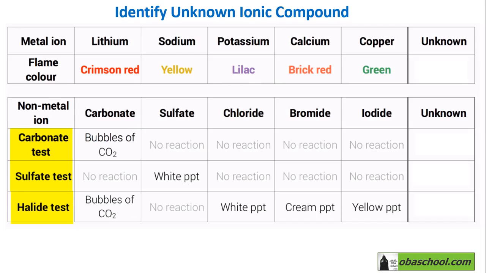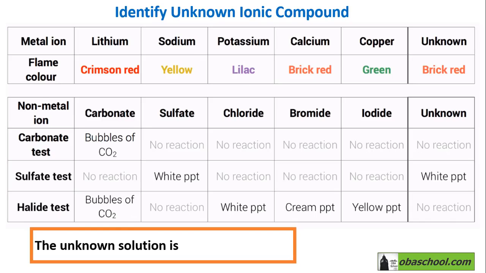unknown. And we have already done that in the lab, and we found out that after doing the flame test for this unknown, we got a brick red color. And after we have done the carbonate test, we got no reaction. And after we have done the sulfate test, we got a white precipitate. And the last experiment we have done for it is the halide test, and we found out that there was no reaction.